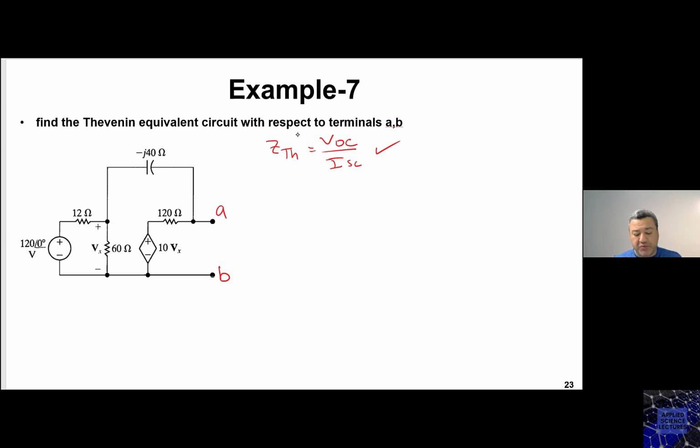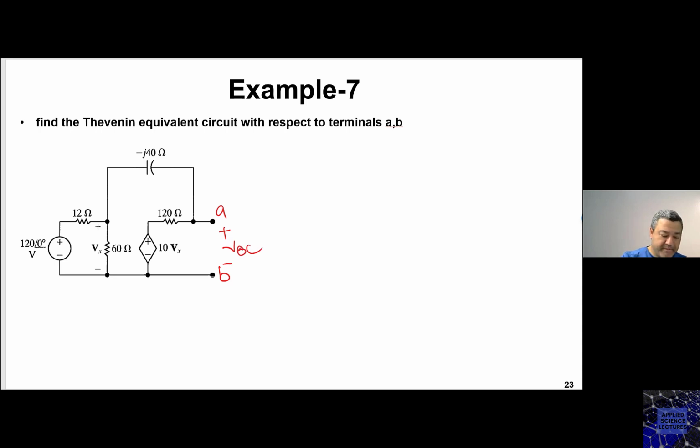And so in this case, what we can do is to find the V open circuit and then find the I short circuit, and basically the Z Thevenin would be the ratio of the V open circuit to the I short circuit. So this is one of the approaches. Okay, so let's start here. We need to find the V open circuit right here.